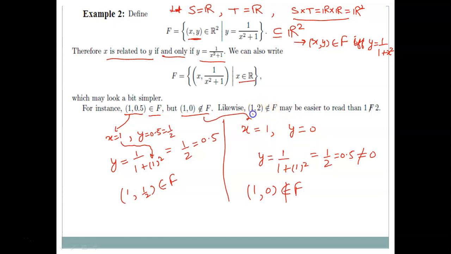Exactly in the same manner, you can see this pair (1, 2) does not belong to F, or you can say 1 is not related to 2. This is the notation. If I write 1 related to 2, this is the symbol. Sometimes when the relation is denoted by R, then you write here 1 related to 2. And if we are denoting this set as F, then I can write this. But here 1 is not related to 2, so we say not related to. This is the notation here.